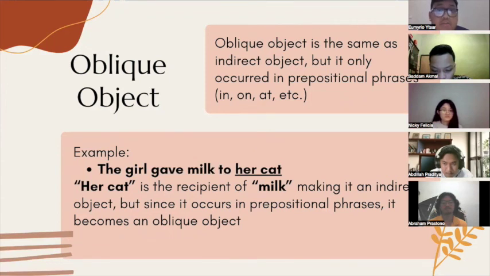Oblique object. An oblique object is the same as an indirect object, but it only occurs in prepositional phrases with in, on, at, and so on. The example is the girl gave milk to her cat. Her cat is the recipient of the milk, making it an indirect object. But since it occurs in a prepositional phrase, it becomes an oblique object.